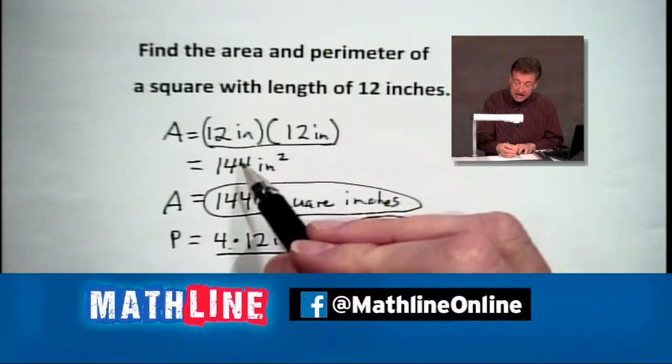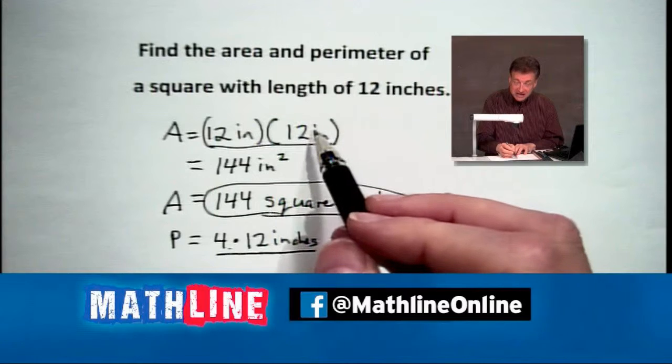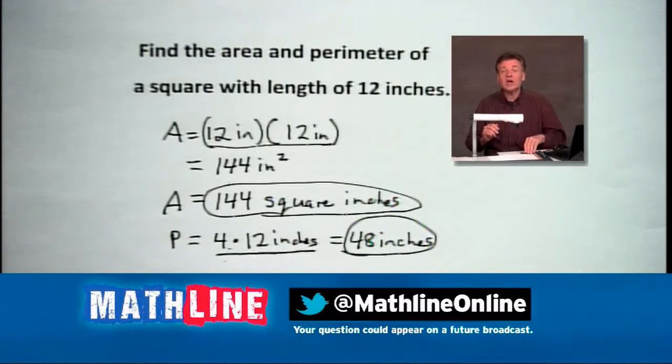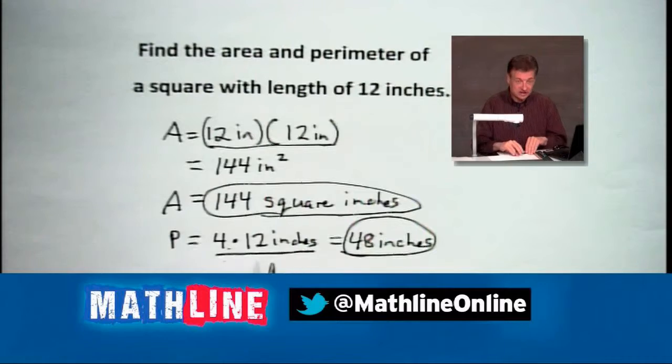Multiply the length times the length, which is 12 times 12. Here, we're doing the multiplication also, 4 times 12. But remember, 4 does not represent inches, it represents the number of sides, the number of lengths that we're using.